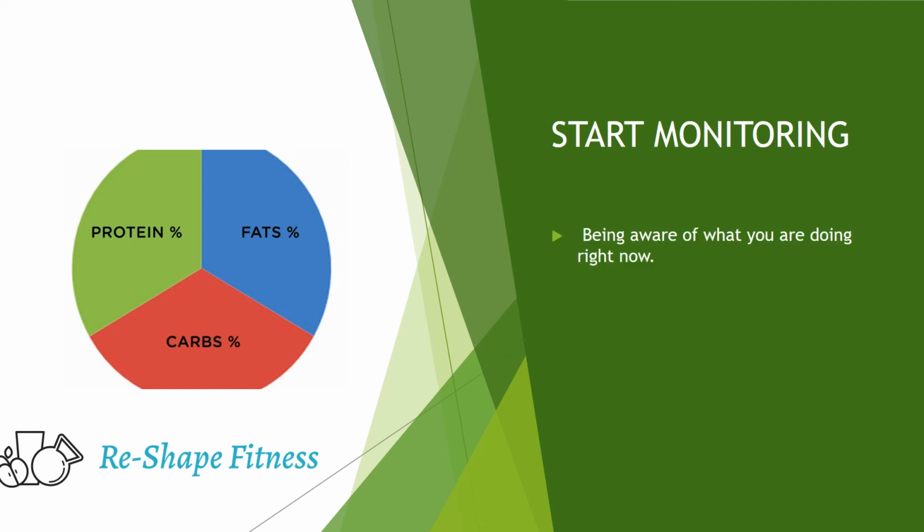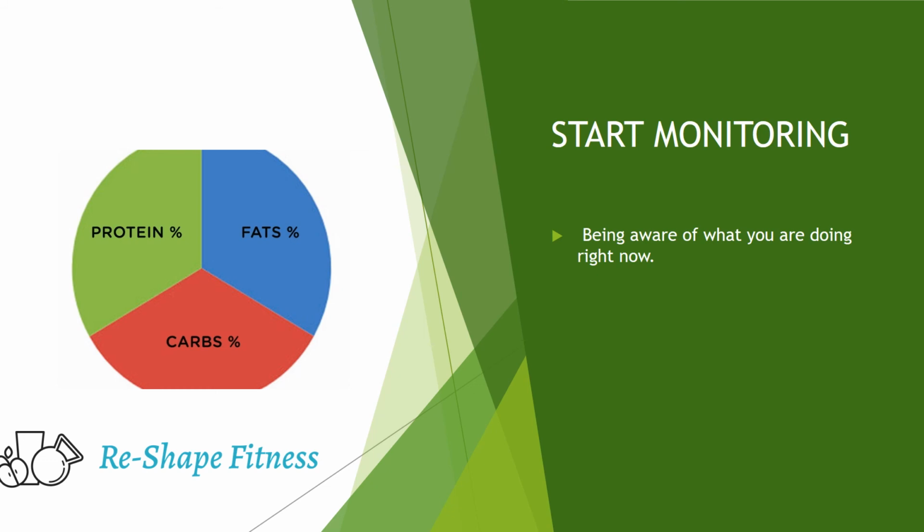So the next thing we're going to go to is start monitoring our calories and managing our macronutrients, how much we're eating of each macronutrient. As you can see, there's a little picture on the presentation showing the percentages of protein, fats, and carbs. So now we're going to figure out how much we need to eat of each of these macronutrients to manage our calorie intake.